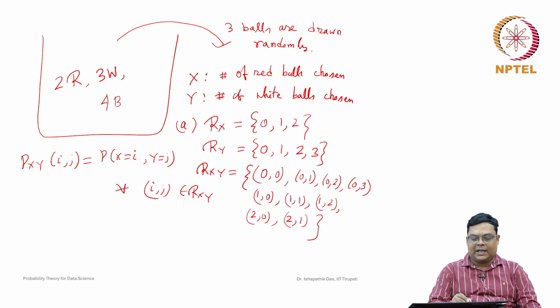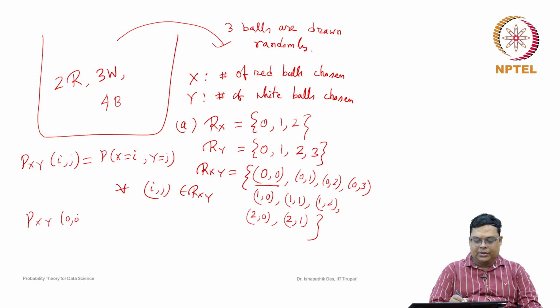I am not writing x_i, y_j because here x_i is equal to i and y_j is equal to j. For simplicity, let us write X equal to i, Y equal to j. Now we will find the probability one by one. Suppose you consider this element, that means we want to find P_XY(0, 0). This is nothing but the probability that X is equal to 0 and Y is equal to 0.